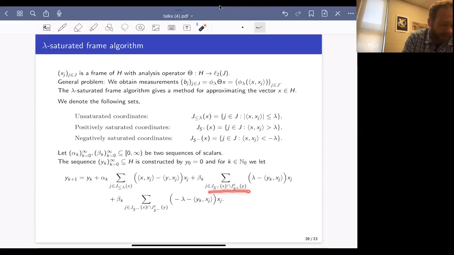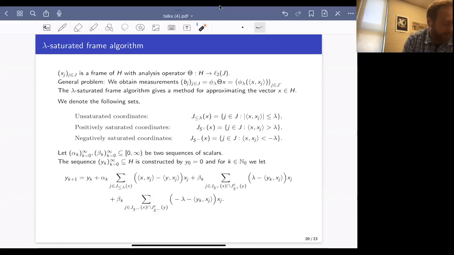And so on these coordinates, I have X is positively saturated, but Y is not positively saturated. I'm trying to move Y towards this positive value lambda. And in this case, I have X is negatively saturated, Y is not negatively saturated. I want to move the frame coefficient for Y towards negative lambda. So I feel like this is a pretty natural thing to do.